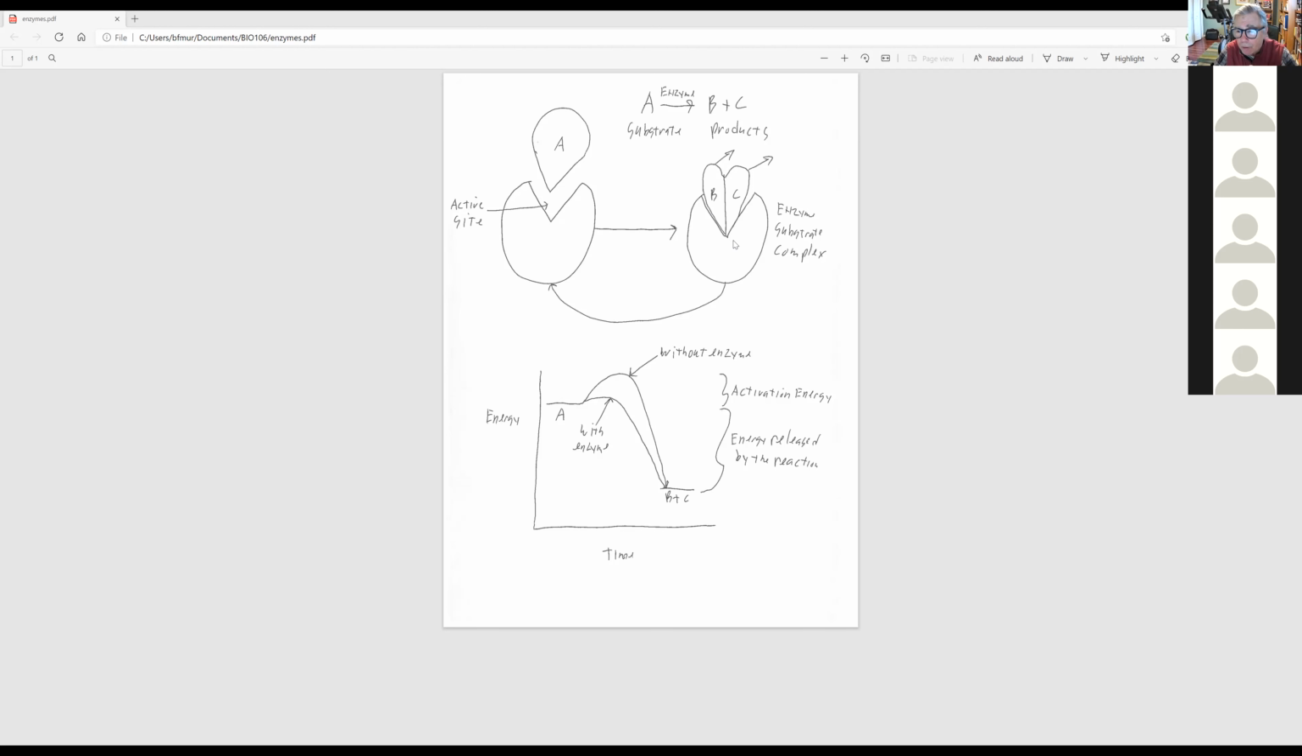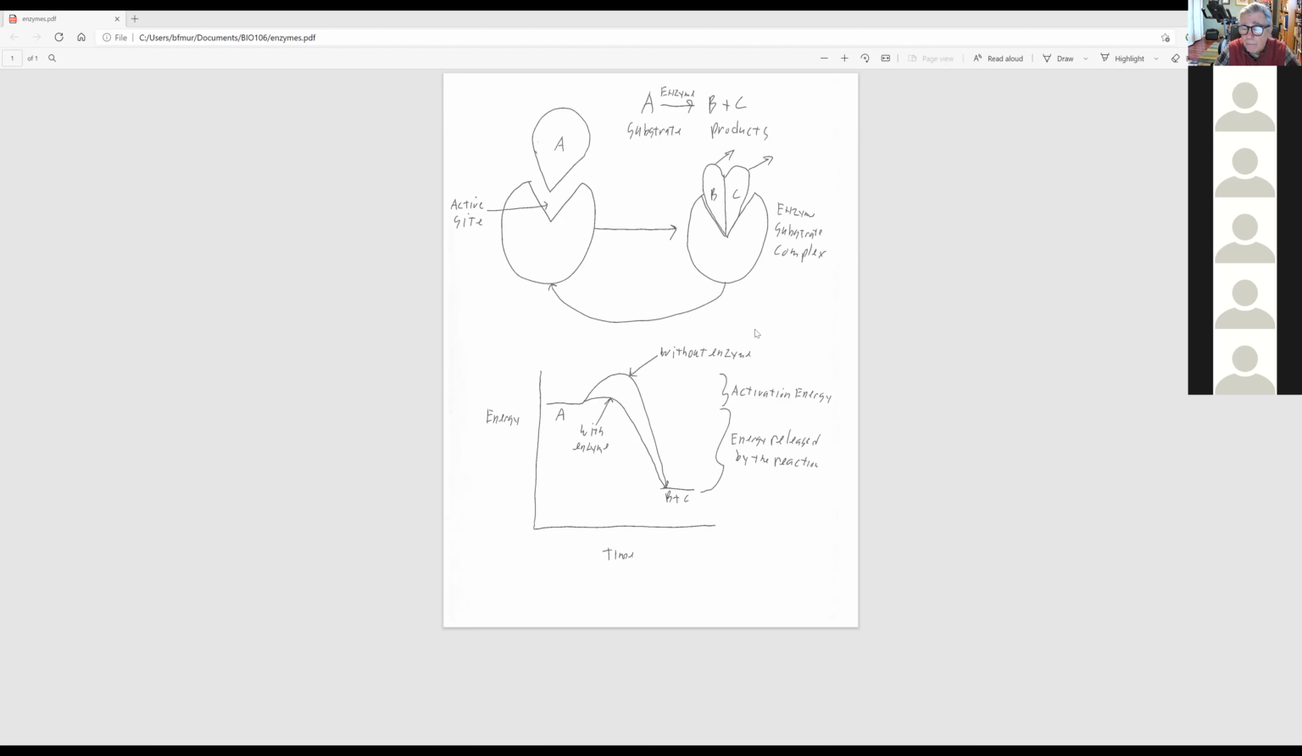And then B and C are split. A is split into B and C. B and C take off, diffuse away, and then the enzyme comes right back, has an empty active site, finds another molecule A, breaks it into B and C, goes back and back, around and around and around. Like I said, it doesn't get used up, doesn't get changed in any way in a reaction. It can be reused over and over and over again.